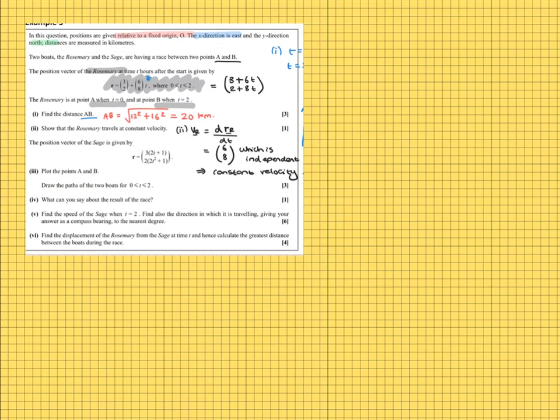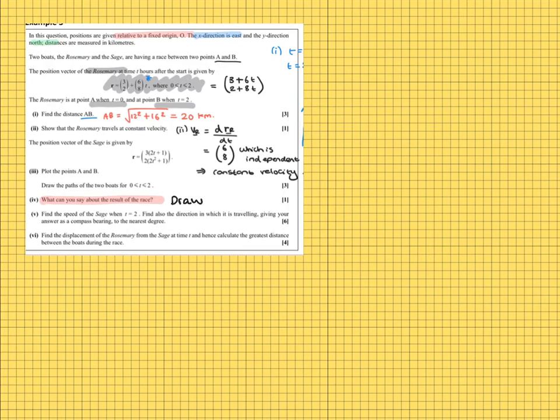Right, the next part of the question: what can we say about the result of the race? Well, it's a draw. The two boats end up at the same position at the very end at t equals 2, so they must be a draw. There's no overall winner.